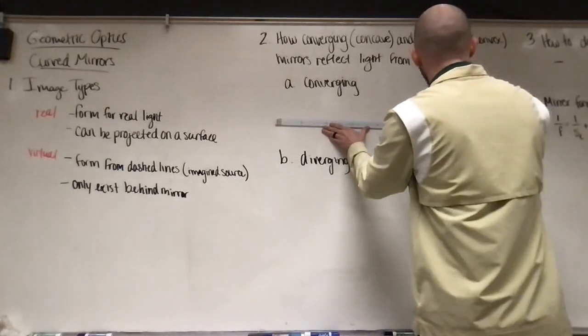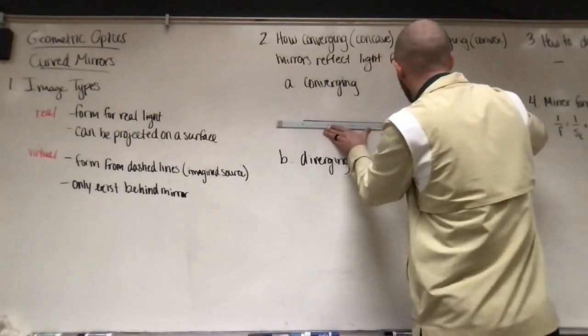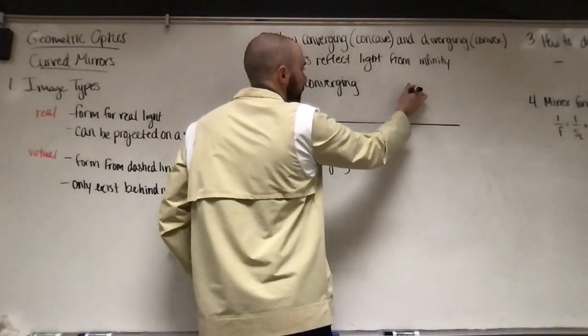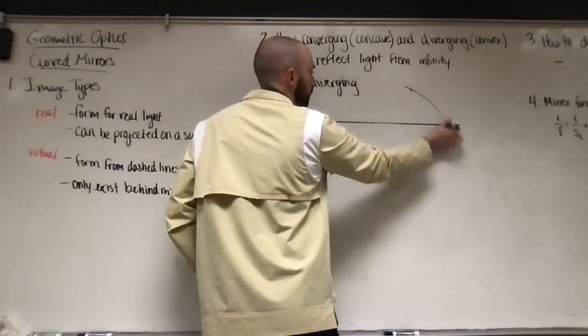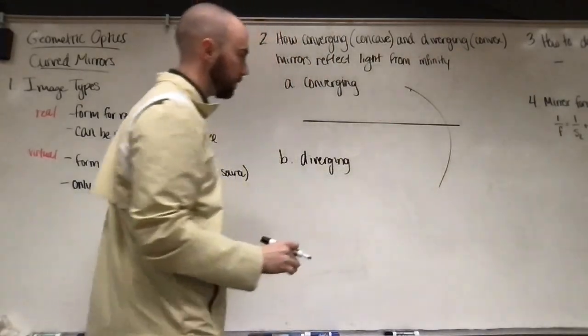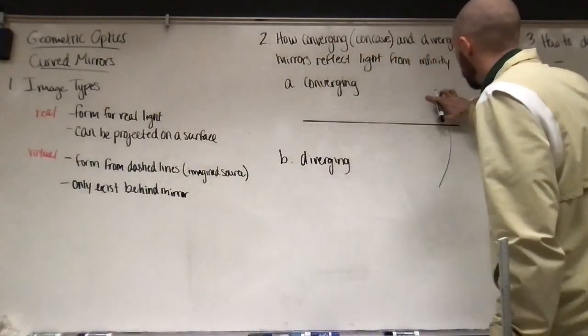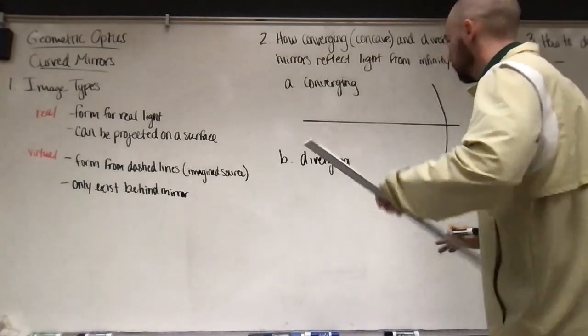So first thing I'm going to do, I'm going to draw what we call the principal axis. That is the line that goes through the center of your lens or your mirror. And for here, this is a converging, so a concave mirror. And I'll draw it like that. It doesn't have to be perfect. I should probably make it a little better. But as long as your math works out pretty well, you're going to be fine whether or not you get a good looking mirror when you draw it.